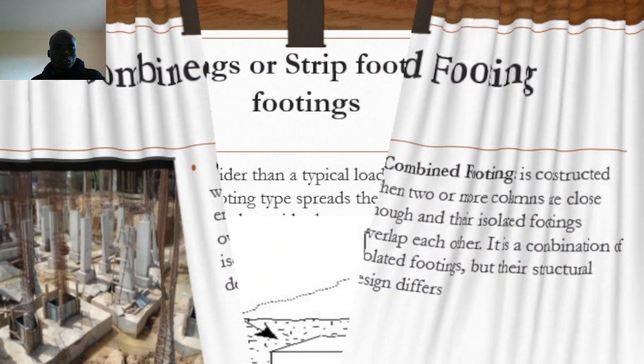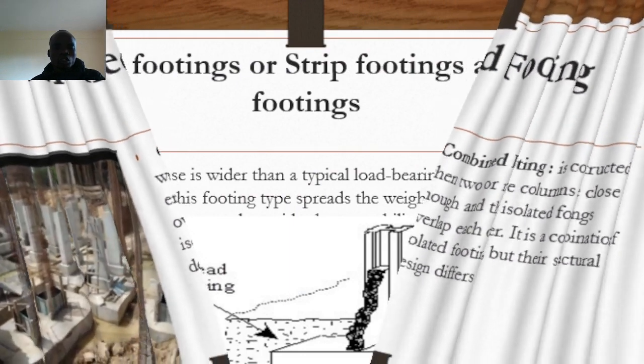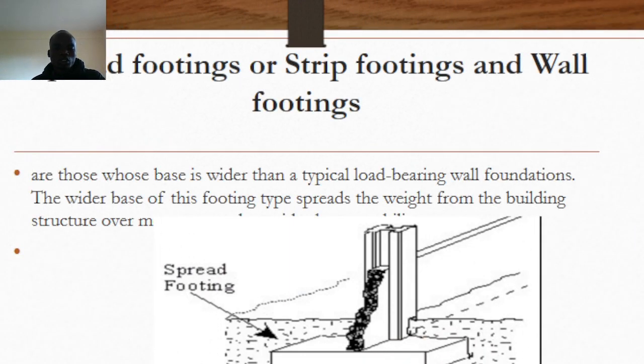Then we have the strip footings and wall footings. In these footings, you will likely find it in loam soil. It is just concrete placed in the trenches. To define it, we have those bases wider than a typical load-bearing wall's foundation. The wider base of this foundation type spreads the weight from the building structure over a wider area.